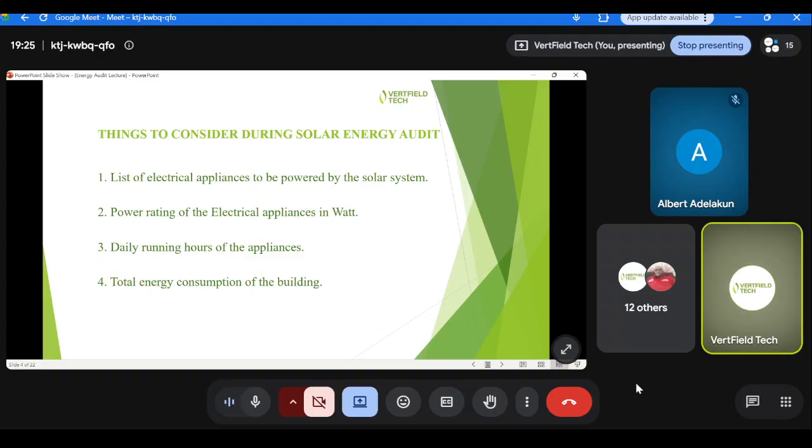There are a whole lot of things to consider. One, the list of electrical appliances. Two, the power rating of the electrical appliances. Three, the daily running hours of those appliances. And four, total energy consumption of the building. Those are key parameters, important parameters you need to hold dear.